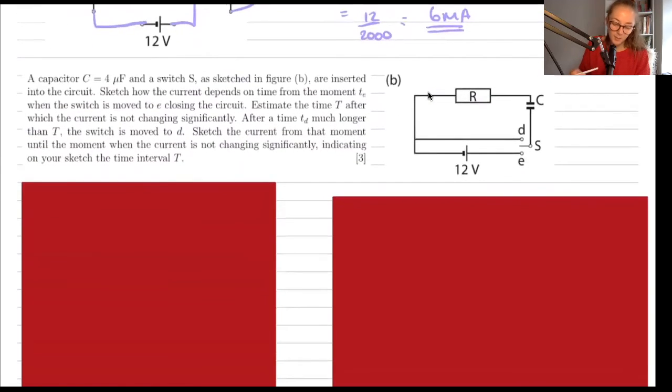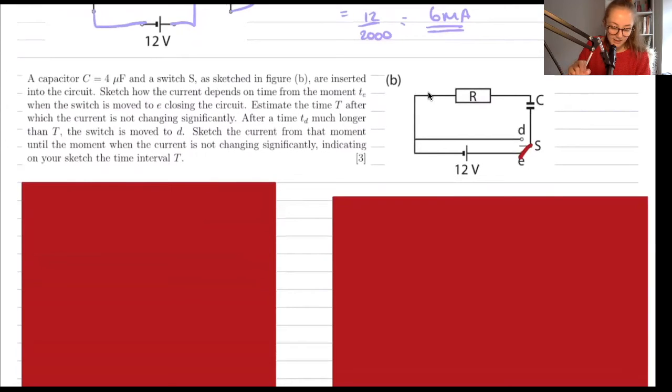Okay, so next it gets a little bit more complicated. It says a capacitor of 4 microfarads and a switch S, as sketched in figure B, are inserted into the circuit. Sketch how the current depends on time from moment TE when the switch is moved to E, closing the circuit. So like this.